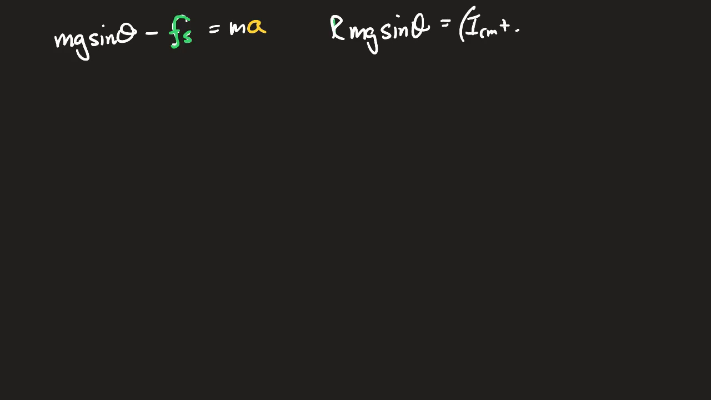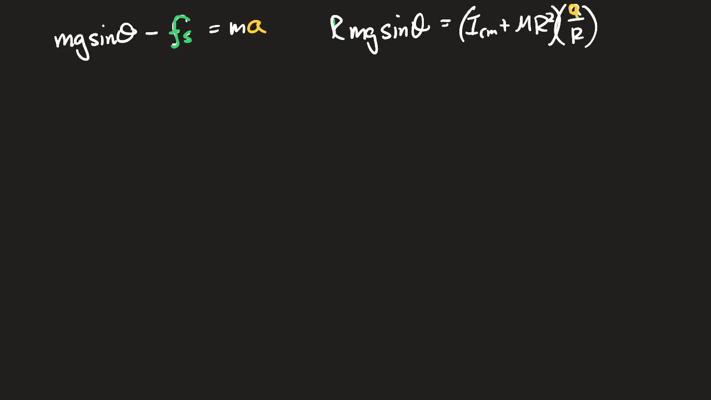mg sine theta minus friction equals ma. Generally, the frictional force and the acceleration are unknowns. We don't know how much they are. But in what we just solved, we have r, oops, I don't want to do that. I'll leave that white. R mg sine theta equals I center of mass plus m r squared times a over r. Yes, one of these is unknown, the a.